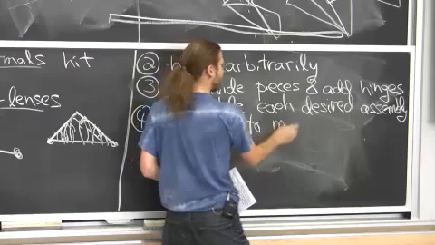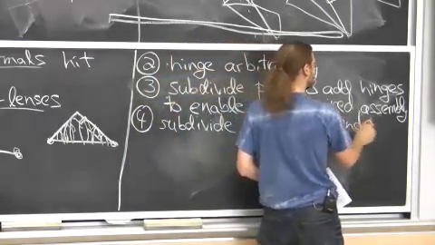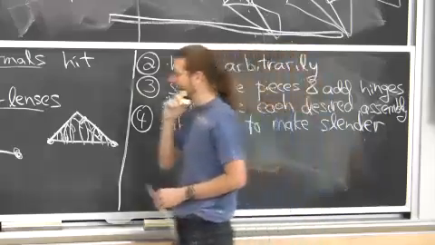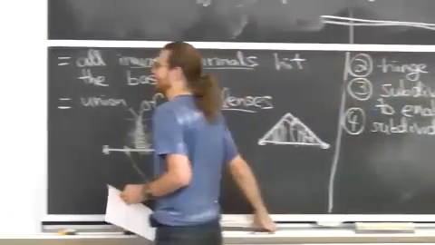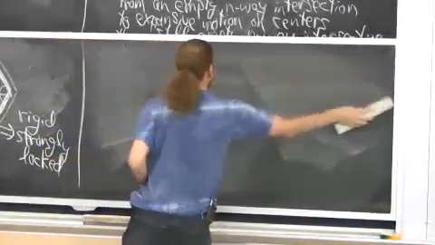Okay, the fourth step is make it slender. And we're going to use the same trick of subdividing. And that will solve that. Okay. Haven't said much yet. Now we have a plan.